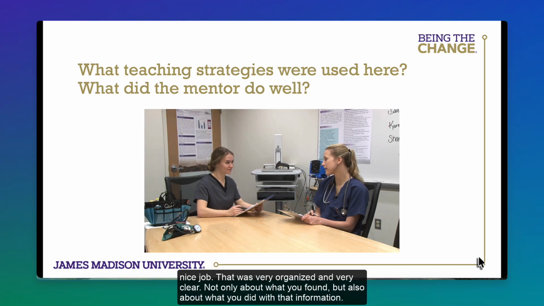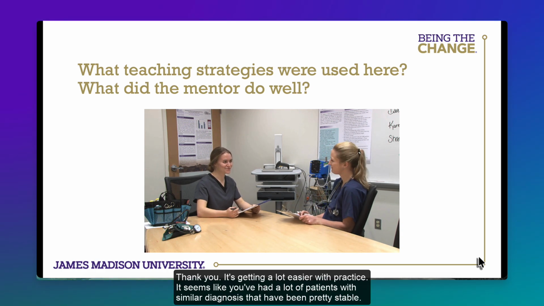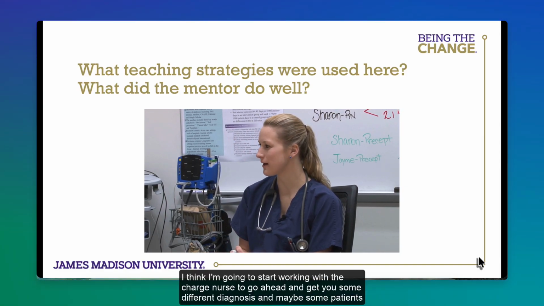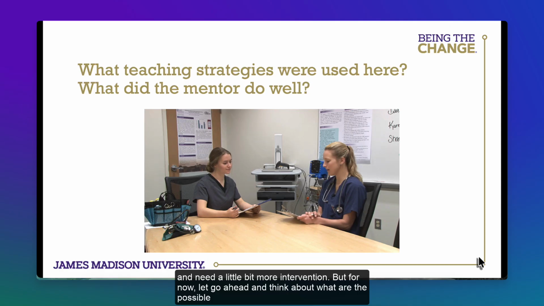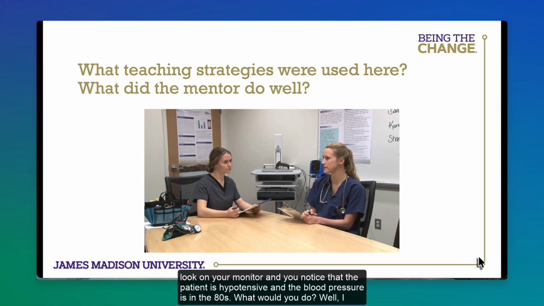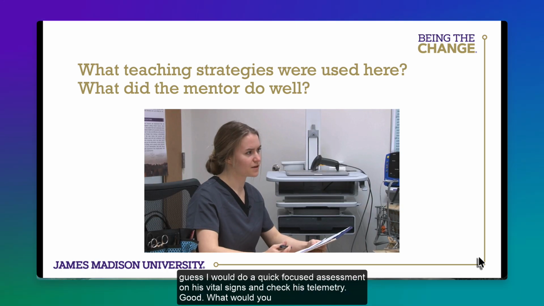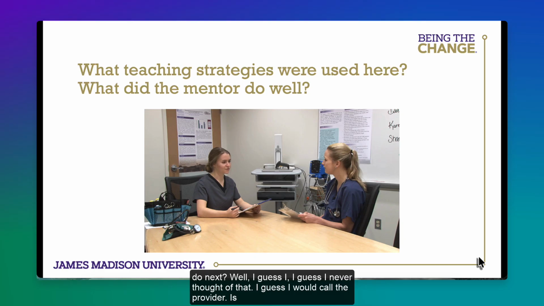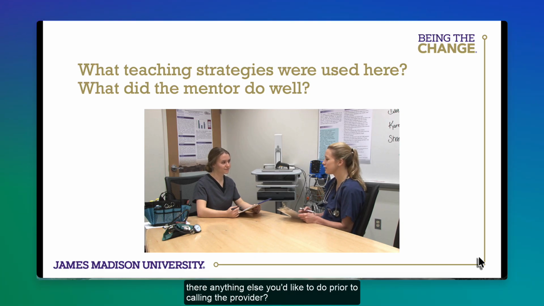Okay, very nice job. That was very organized and very clear, not only about what you found, but also about what you did with that information. Thank you. It's getting a lot easier with practice. It seems like you've had a lot of patients with similar diagnoses that have been pretty stable. I think I'm going to start working with the charge nurse to go ahead and get you some different diagnoses and maybe some patients that are a little less stable and who need a little bit more intervention. Okay. But for now, let's go ahead and think about what are the possible complications that could happen with this patient. Okay. So let's say you walk in the room and you look on your monitor and you notice that the patient is hypotensive and the blood pressure is in the 80s. What would you do? Well, I guess I would do a quick focused assessment on his vital signs and check his telemetry. Good. What would you do next? Well, I guess I never thought of that. I guess I would call the provider. Is there anything else you'd like to do prior to calling the provider?